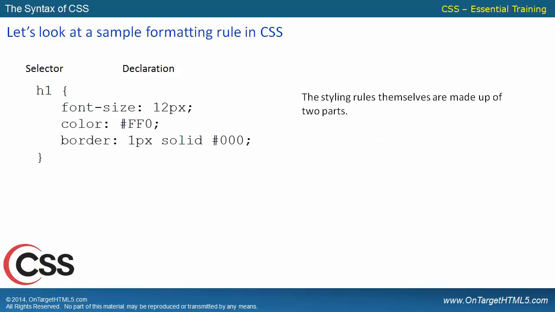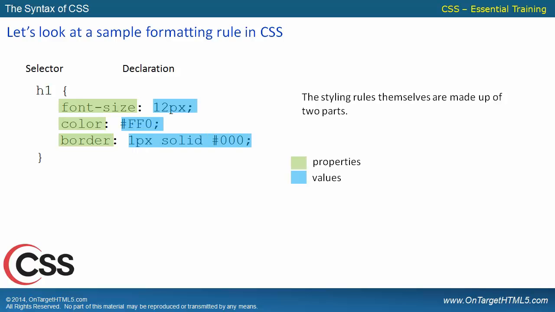The styling rules themselves are made up of two specific parts. We have the properties, which you see highlighted in green, and then we have the values, which you see highlighted in blue. The properties are separated by colons, and when we end a statement, we end it with a semicolon. Very important syntax we have to follow.